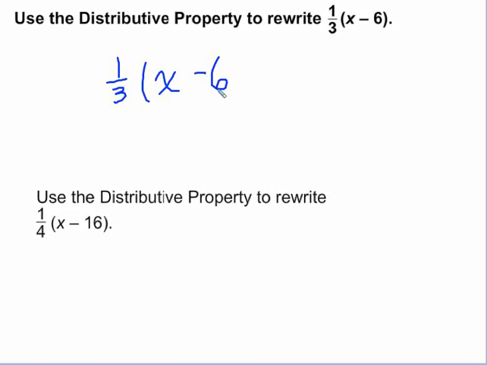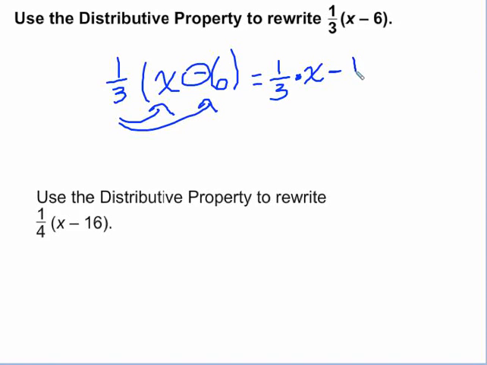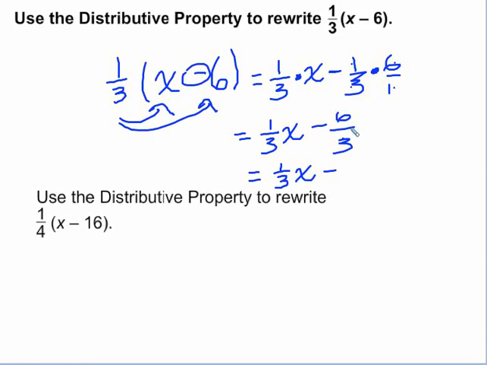We've got 1/3 times the quantity x minus 6. So I'm distributing. Well, according to what we have been doing, that's going to be 1/3 multiplied by x minus 1/3 multiplied by 6. Well, that 1/3 x I'm going to leave as 1/3 x. I can't do anything more with that. But 1/3 multiplied by 6, I know I could do something there. That's going to be 1 times 6, which is 6, over 3 times 1 is 3. But I can reduce that further. So I'm going to get 1/3 x minus 6 divided by 3 is 2. And there's my final answer.